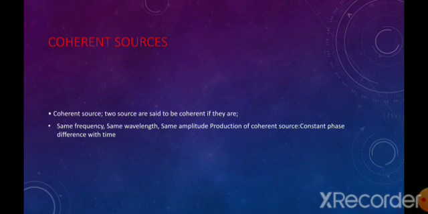Coherent sources. Two sources are said to be coherent if they have the same frequency, same wavelength, same amplitude, and a constant phase difference with time.